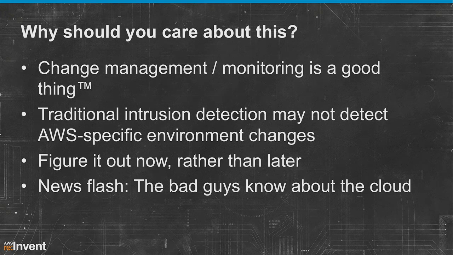Now, traditional intrusion detection mechanisms, largely host and network-based, may not detect AWS-specific environment changes or be positioned to do so. They focus on things happening at the host level and the network level, respectively. Subsequently, those mechanisms could miss key changes, either because monitoring AWS is not their core competency, or they're still playing catch-up with their product, or they simply do not or will not support monitoring your AWS environment.